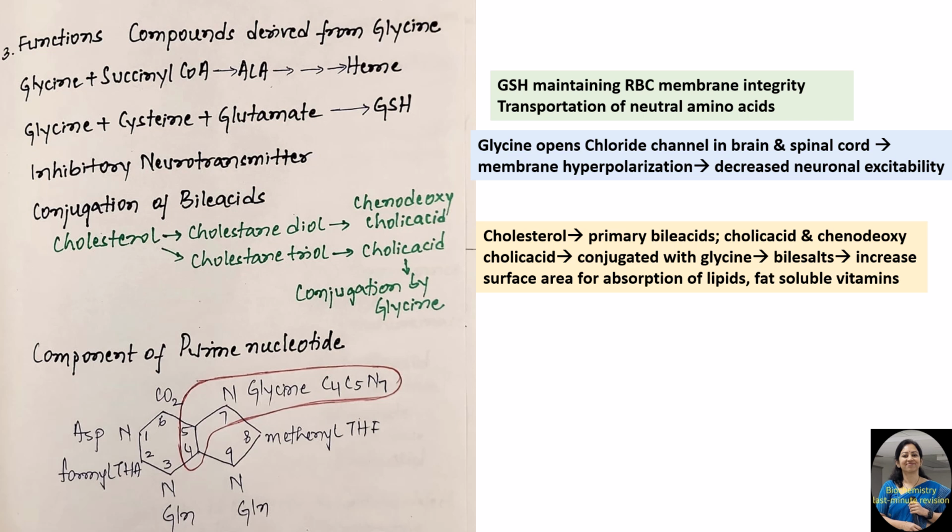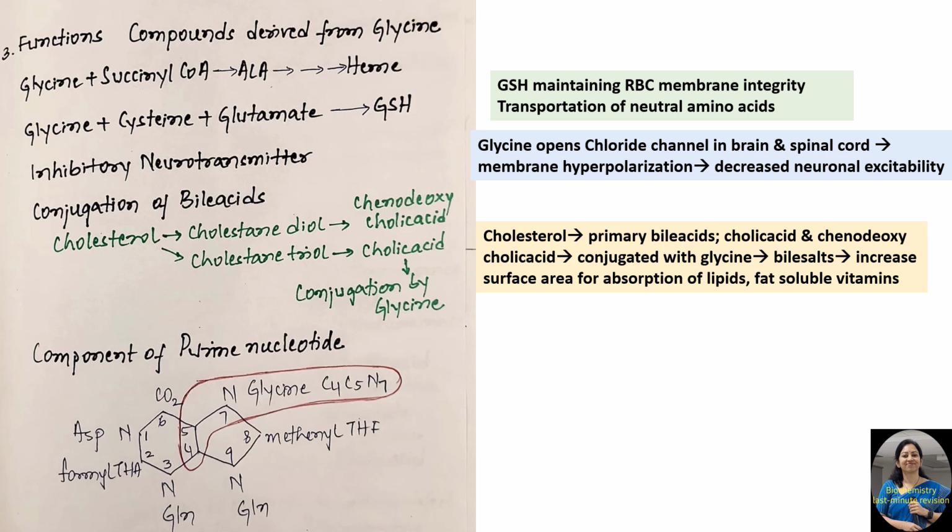Now these bile acids are derived from cholesterol. Cholesterol is a 27 carbon compound, and this undergoes hydroxylation to form cholestane diol, wherein 2 hydroxyl groups are attached, and cholestane triol, wherein 3 hydroxyl groups are attached. Now cholestane triol gets converted to cholic acid, and cholestane diol gets converted to chenodeoxycholic acid, and these two are known as primary bile acids. You can use a mnemonic to remember the primary bile acids, PCC. P stands for primary, C stands for cholic acid, the other C stands for chenodeoxycholic acid.